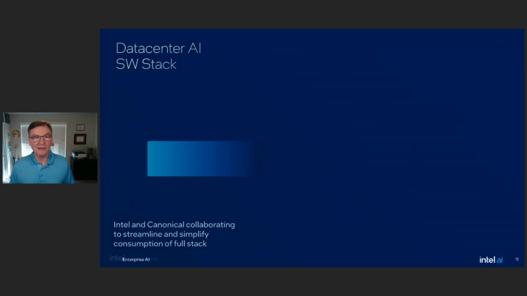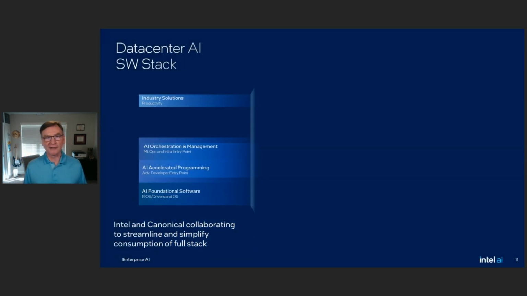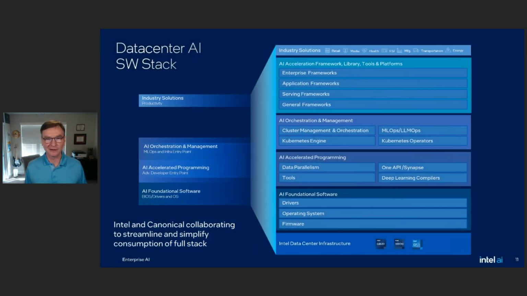Now, in addition to the OPEA stack, we also work across a data center and AI software stack. And of course, it's impossible to fit all of the industry AI software on a single slide. So what we're going to do is talk about a few representative components here today. So if you think about the bottom of the stack here, the typical AI stack has foundational software, things like BIOS, drivers, operating system. And getting this right with our hardware is extremely important. It needs to be robust, secure, simple to manage in production.